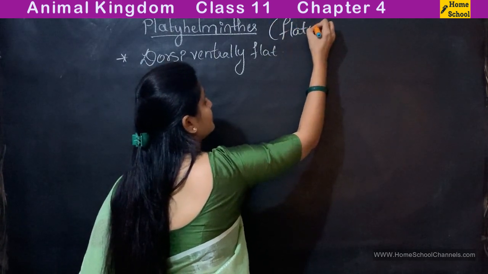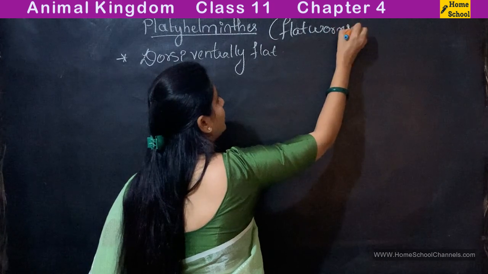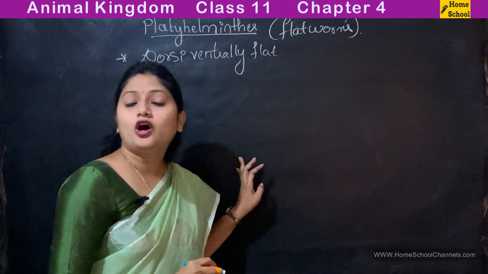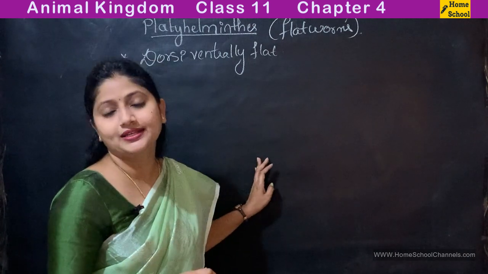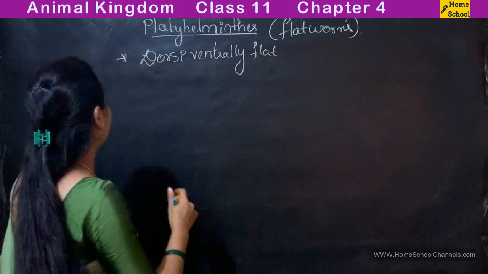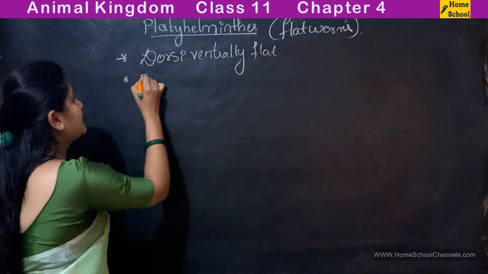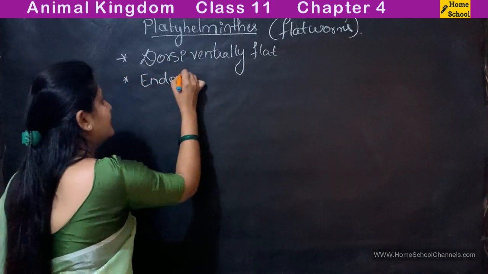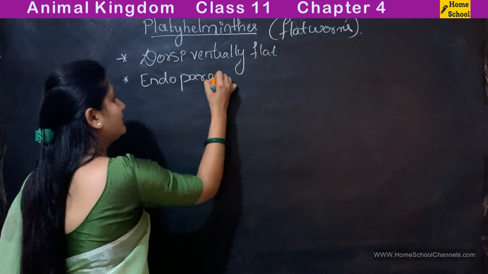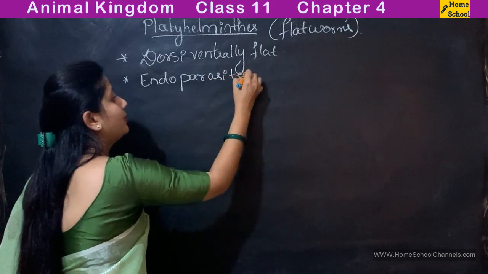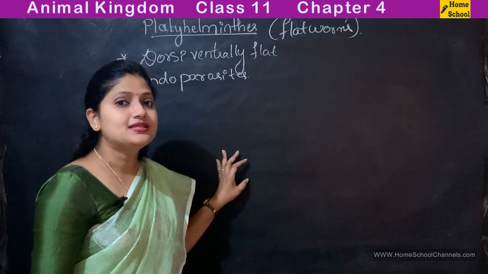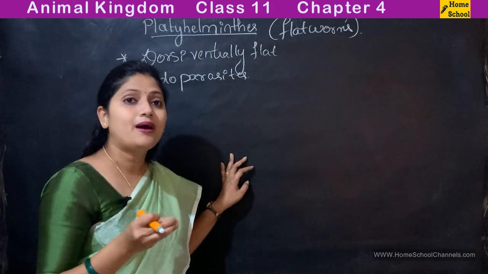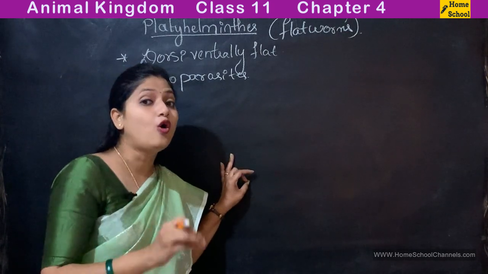They are called flatworms because they are dorsiventrally flat. That is, from the dorsal side and ventral side, they are flat in nature. Then, these are endoparasites. What does endoparasites mean? It means that they are parasitic within the host.